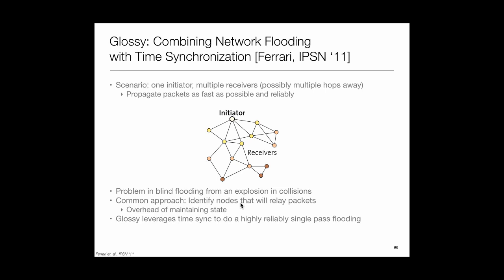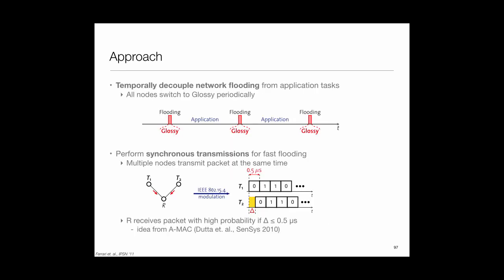So you may select, say, if not every packet is going to replicate, only some packets are going to rebroadcast so that you reduce the chance of this collision. What Glossy does is it leverages time sync in a sort of cute way, so that it gets a single pass flooding. The idea is in one go, it just seeks to get packets out as fast as possible.